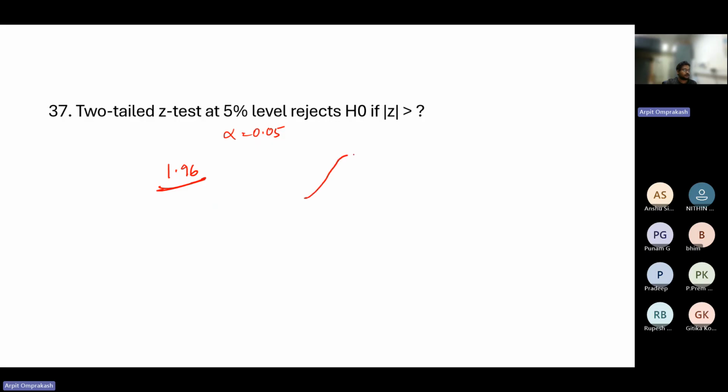Because if you are doing a Z test, a two-tailed Z test, and your value is anywhere below minus 1.96, or above 1.96, which is the Z value, so anything here or anything here, if you have a value, it will reject that.